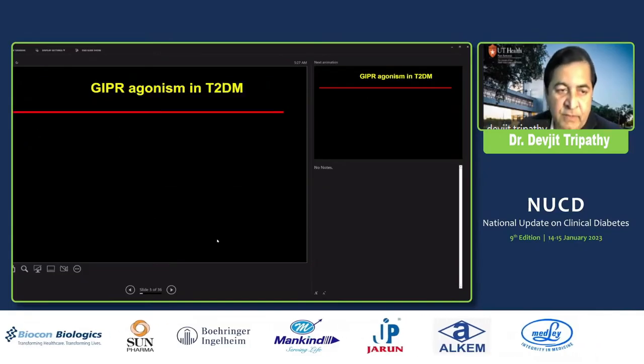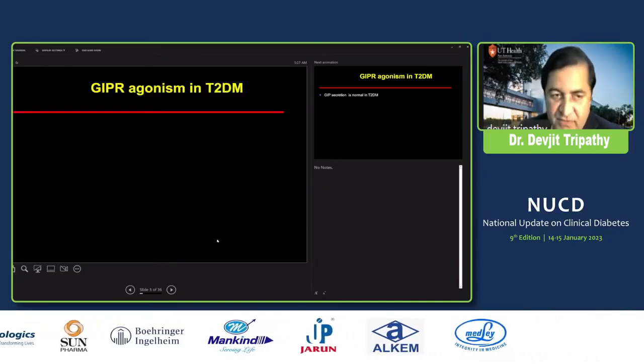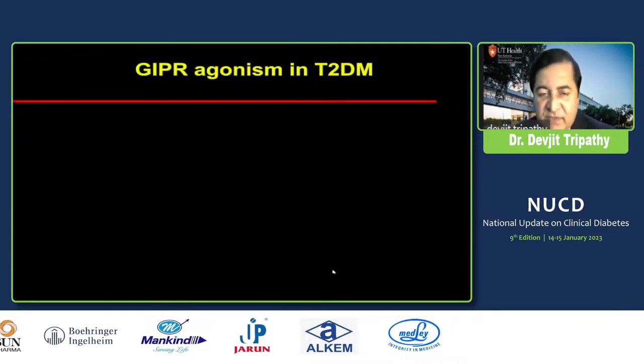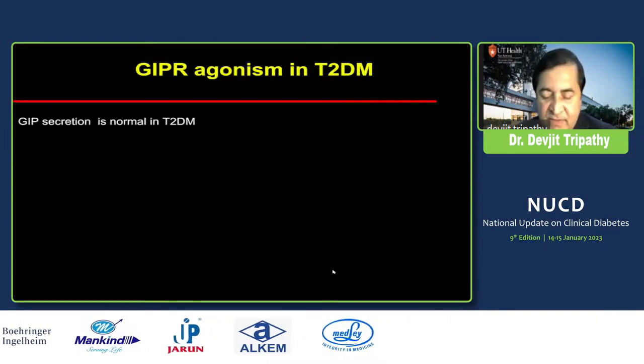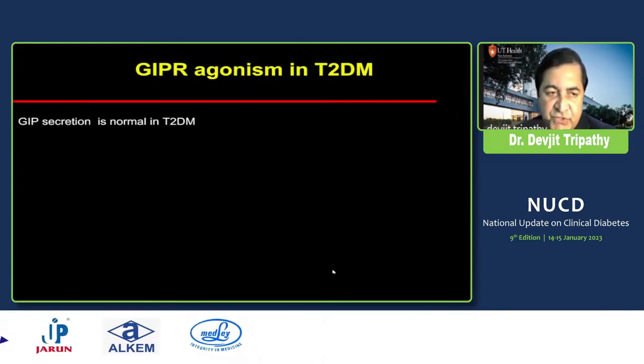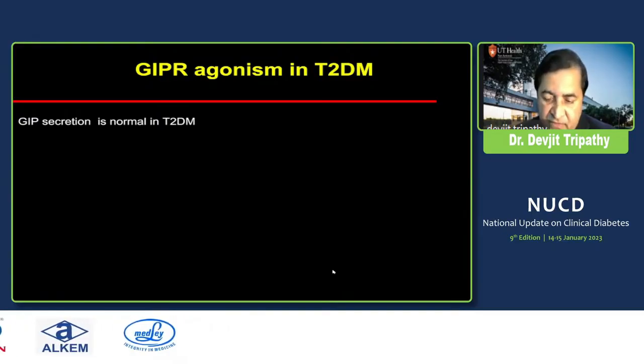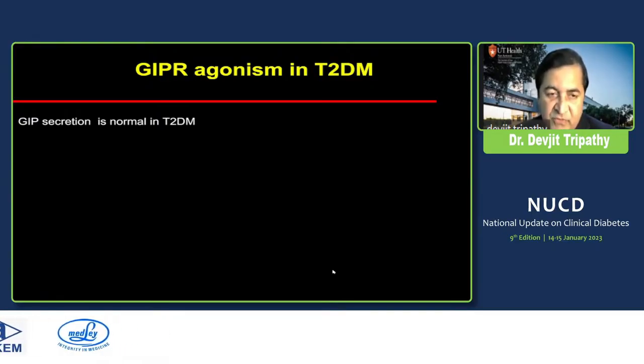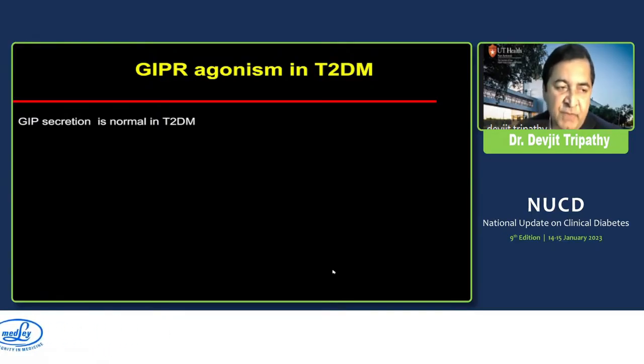So how about the GIP? GIP is a glucose-dependent insulinotropic polypeptide, and it's another incretin. And in fact, endogenous GIP accounts for the majority of the endogenous incretin effect. It's more important than endogenous GLP.